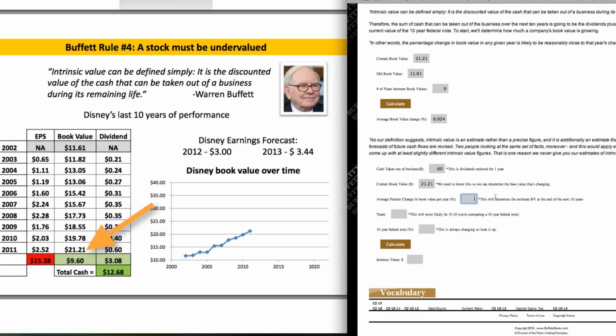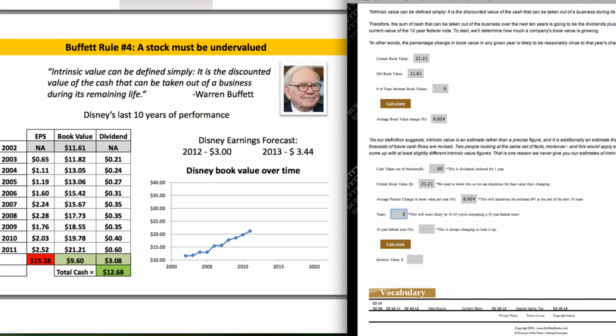The average percent change in book value per year over the next 10 years. I'm going to use 6.924%. Okay, and that's what we figured out on the top calculator, and that was based off of the previous 10 years. So I'm going to use the same number for the next 10 years. If you think that's too high, then use a little bit lower figure. That's up to you. And if you think that's a little low, then use a higher number.